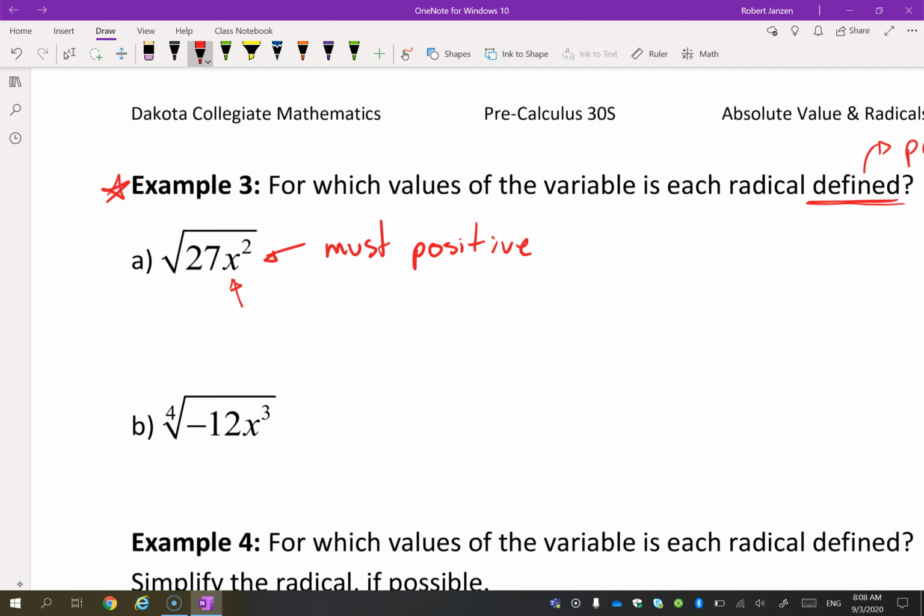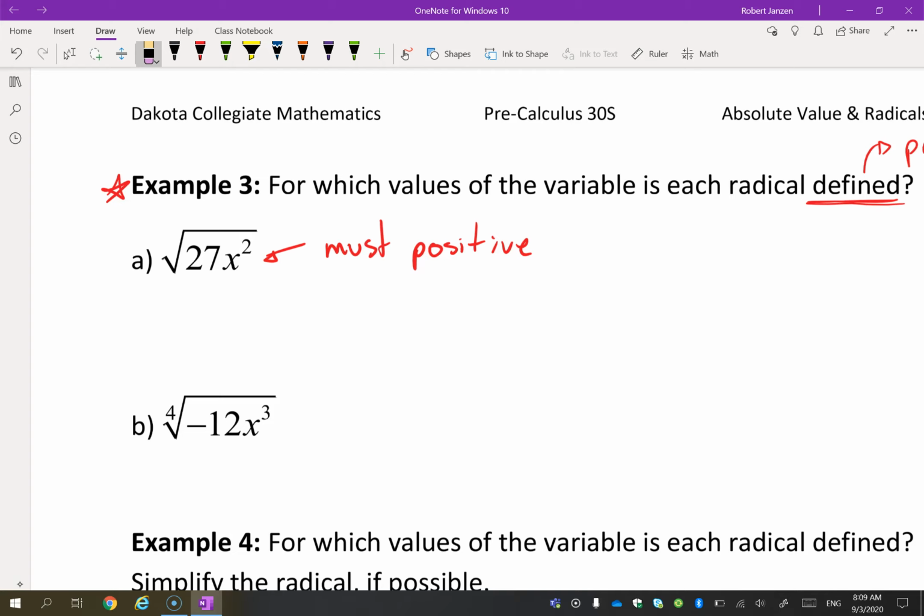Let's just try a couple. If I put a 3 in there, is 3 squared positive? Yes. What if I put like 15? Sure, any positive number is going to work. What if I put 0? Is 0 squared positive? It's 0, and you can take the square root of 0, so that's okay. What about negative 2, let's say? If I put negative 2 in there and I square it, it becomes positive 4. That's still okay. In other words, I can put in anything for x.